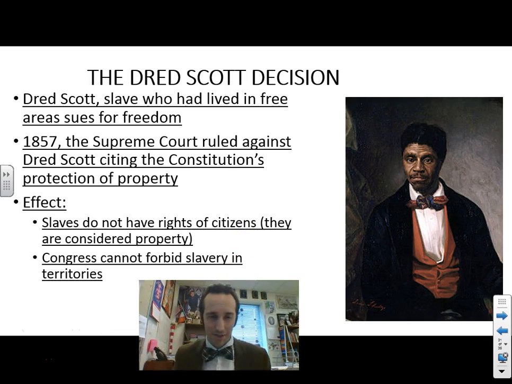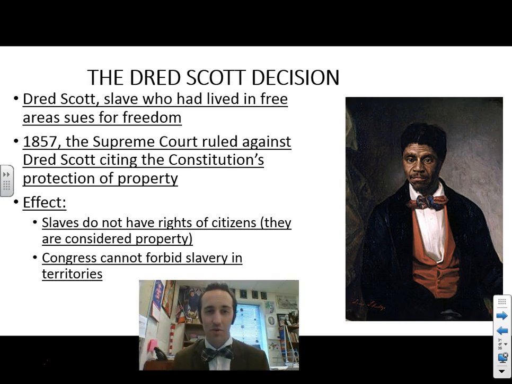Dred Scott, to make things more complicated, was a slave who had lived in a free area. And so the question is, if a master takes his slaves and lives in a northern area, are those slaves still slaves? If slavery is illegal in an area and a master brings his slaves, are those slaves now free? Can a master bring his slave anywhere? So it's a complicated issue.